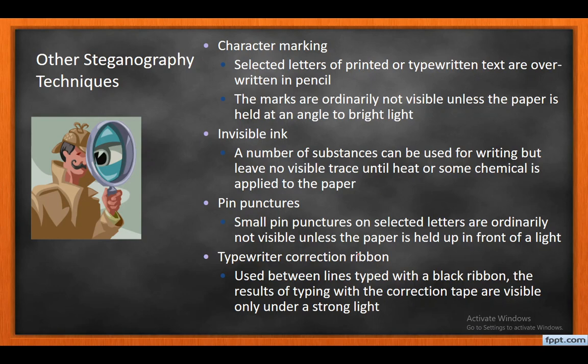Small pin punctures on selected letters are ordinarily not visible unless the paper is held up in front of light. Or a typewriter correction ribbon is used between the lines typed with a black ribbon. The results of typing with correction tape are visible only under a strong light. So these are a few techniques which are used for steganography. Steganography is not in our syllabus for a detailed study, but whenever we talk about cryptography, a question about steganography is likely to come.